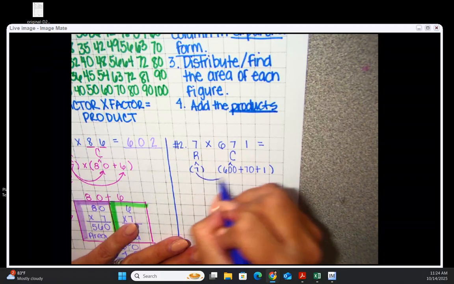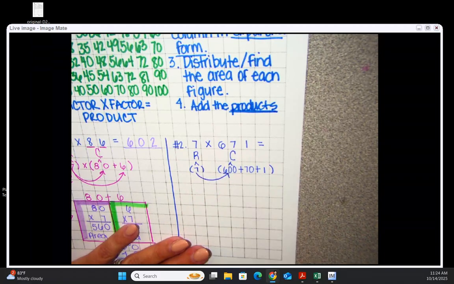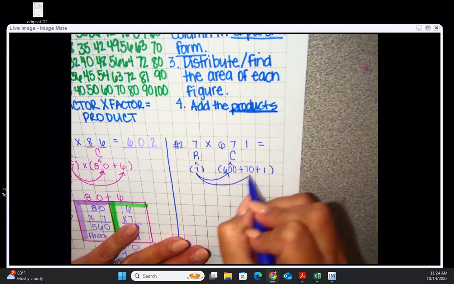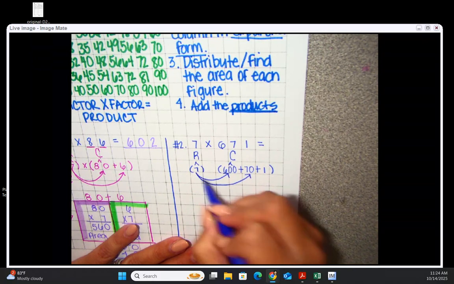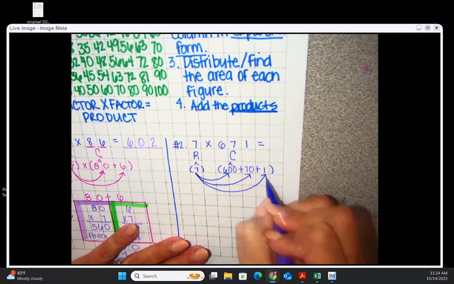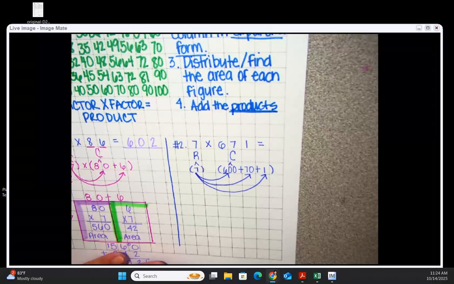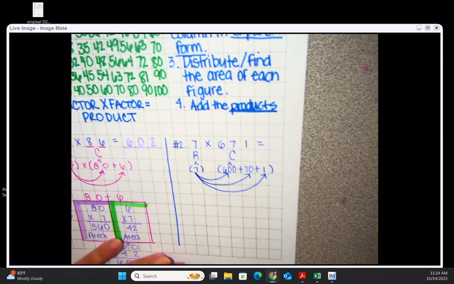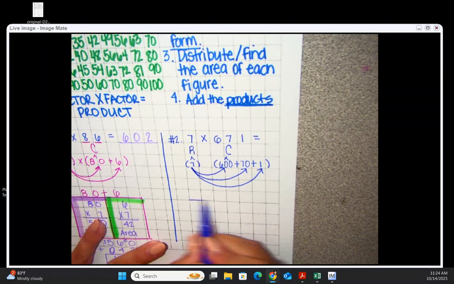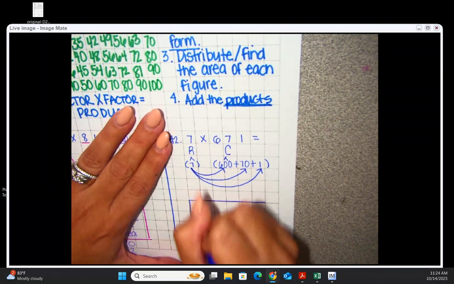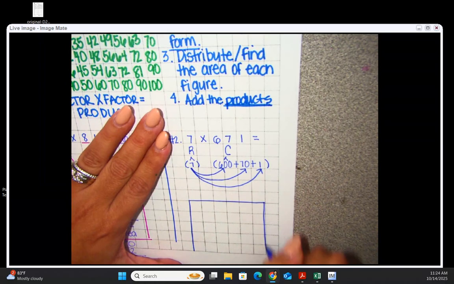So now I'm going to distribute. So the 7 goes to the 600. Then the 7 goes to the 70. And then the 7 goes to the 1. Now I can write my model or my figure. I can draw it, not write it.